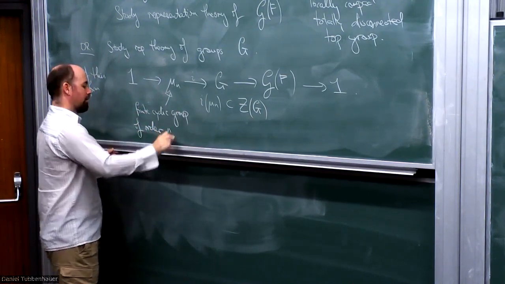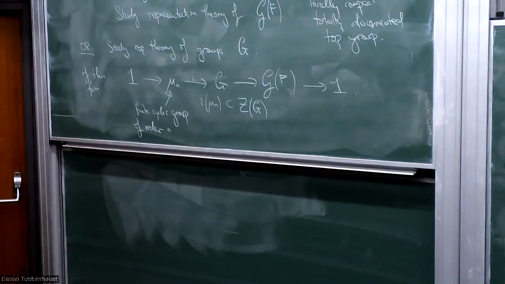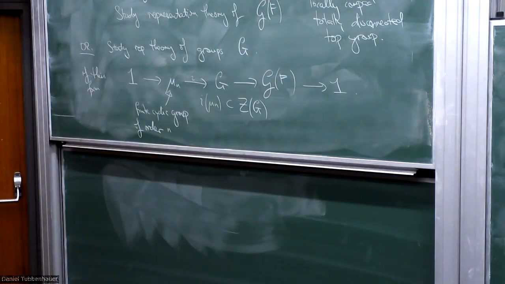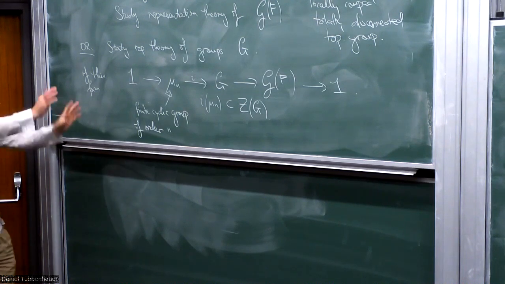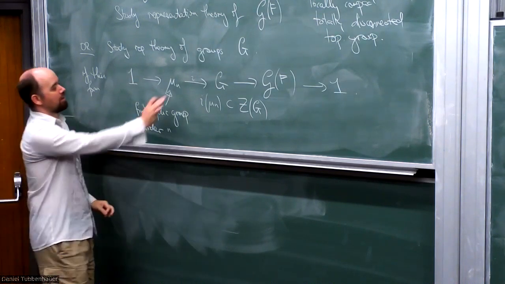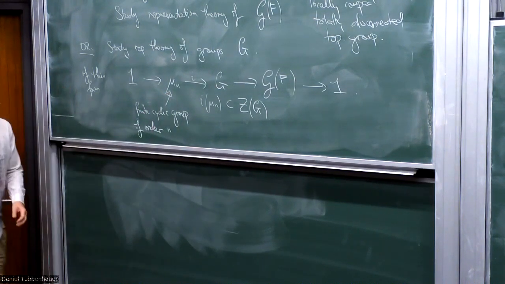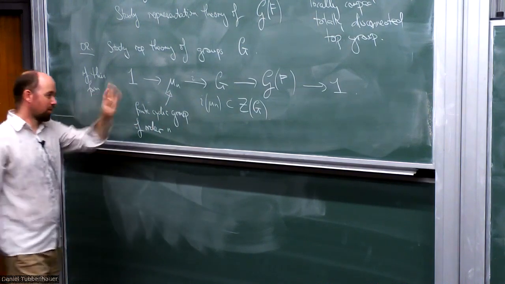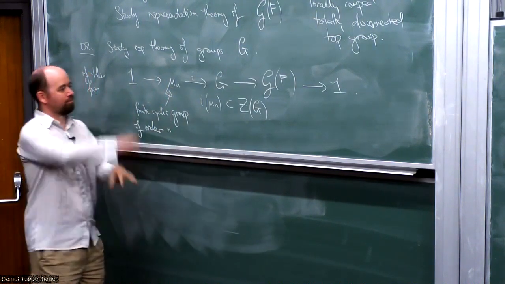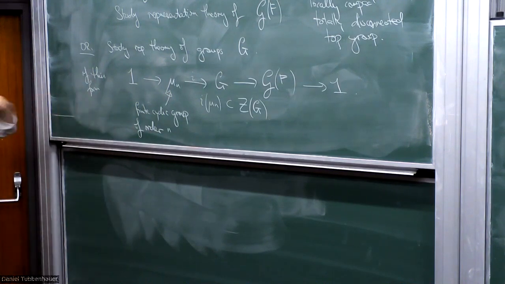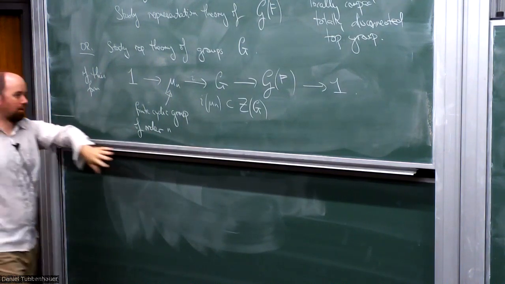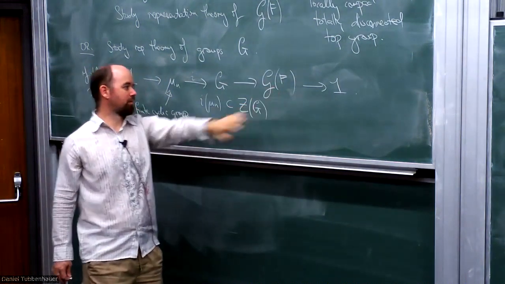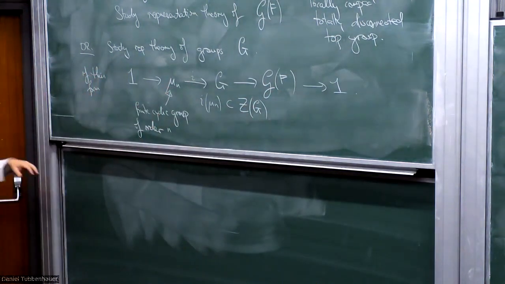of order n. I'm writing mu_n because often I want to think about it as the roots of unity, but I'm not actually thinking about it as the roots. Essentially, this is something which you can classify as a cohomology group, a second cohomology group with these coefficients, but I don't need to talk about that today.